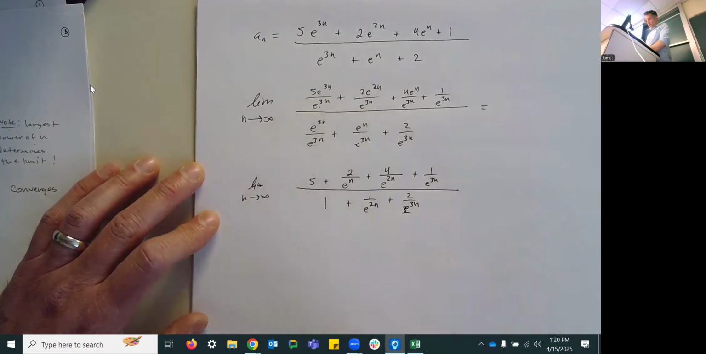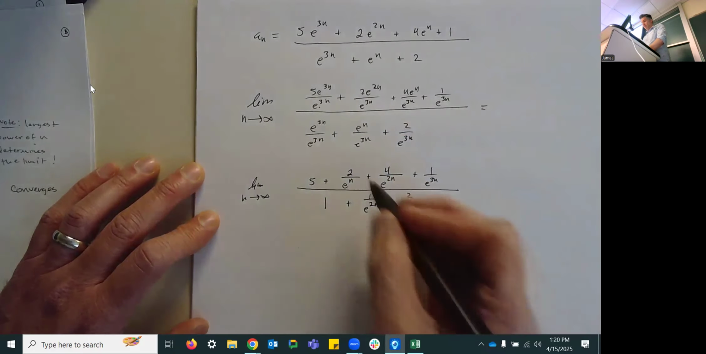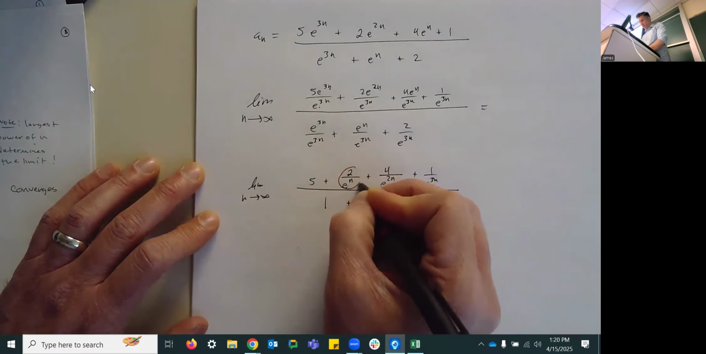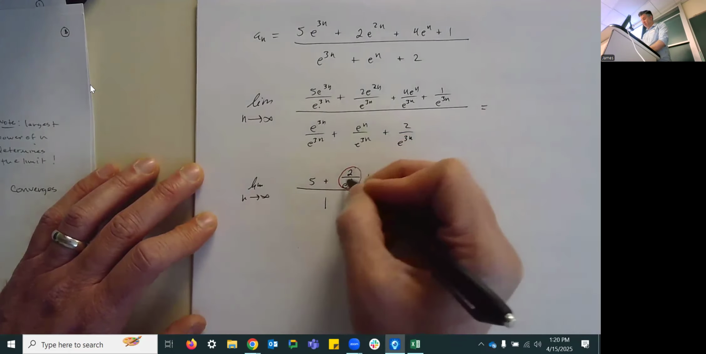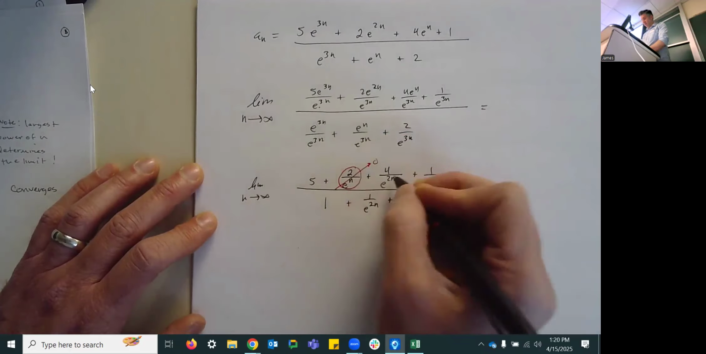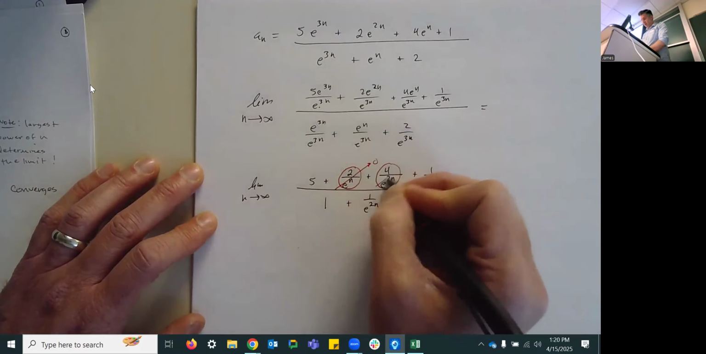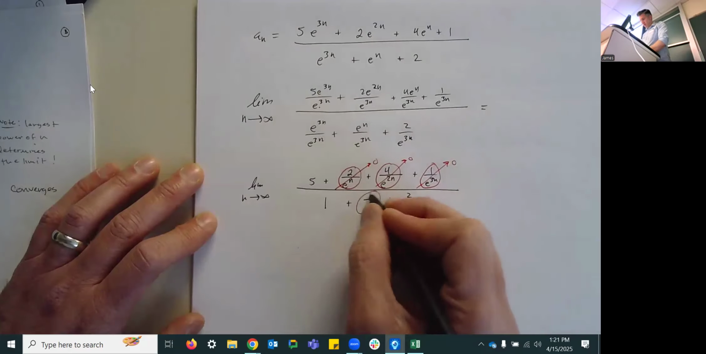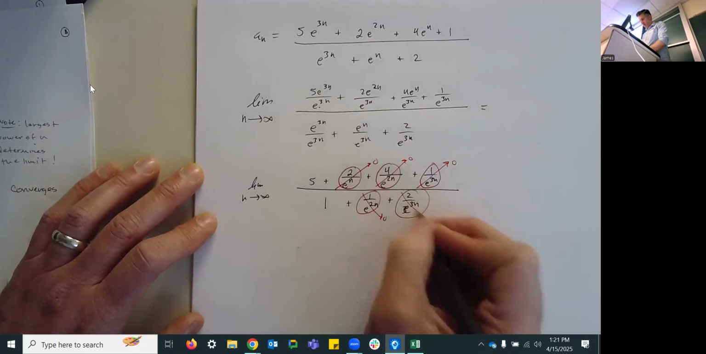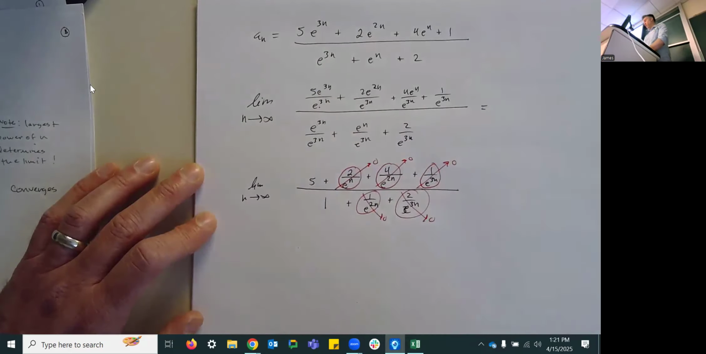And similarly to before, anything that's getting divided by something that's getting really, really big is going to get really small. So 2 divided by e^n, well, e^n is getting infinitely large. So 2 divided by that is getting infinitesimally small. So is that, so is that, so is that. So we're left with 5 divided by 1.